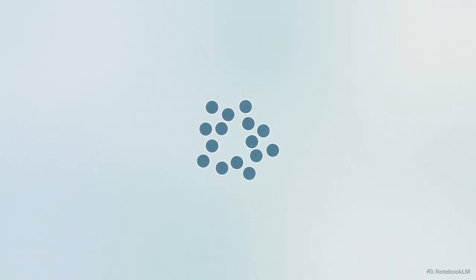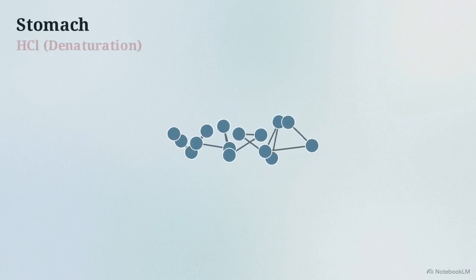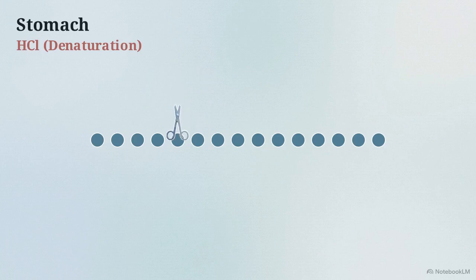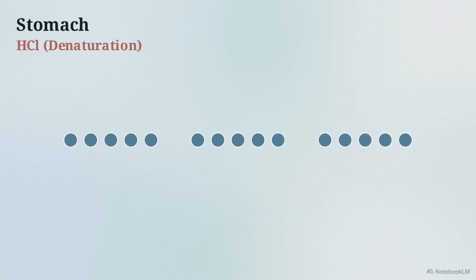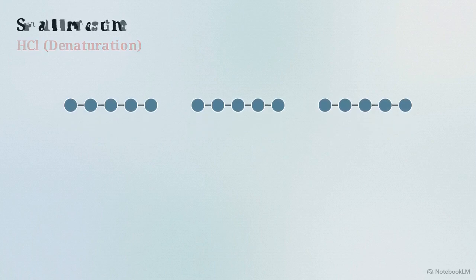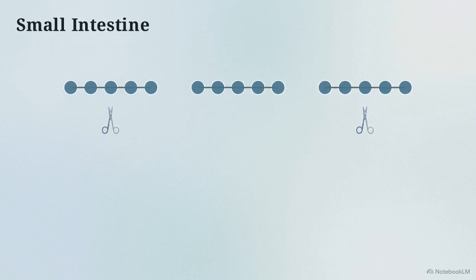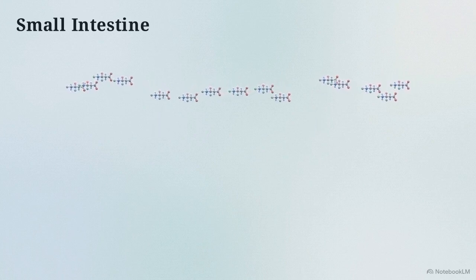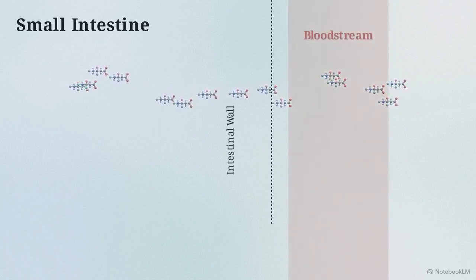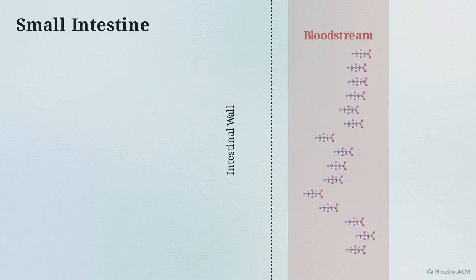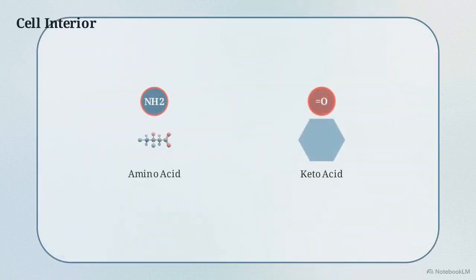Before the body can utilize these structures, it must break down dietary proteins into their constituent parts. Digestion begins in the stomach, where hydrochloric acid denatures the food, and the enzyme pepsin cleaves the large chains into smaller peptide fragments. The process moves into the small intestine, where pancreatic enzymes like trypsin and chymotrypsin systematically dismantle the remaining chains. The final absorbable products are free amino acids and short peptides, which cross the intestinal wall into the bloodstream. Once inside the cells, these amino acids are repurposed.